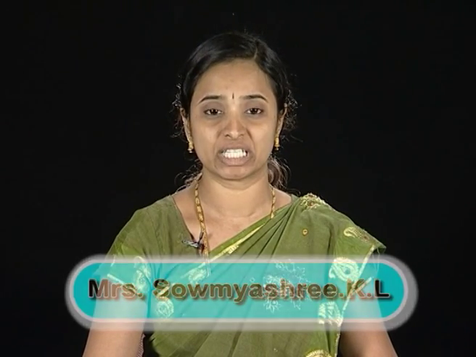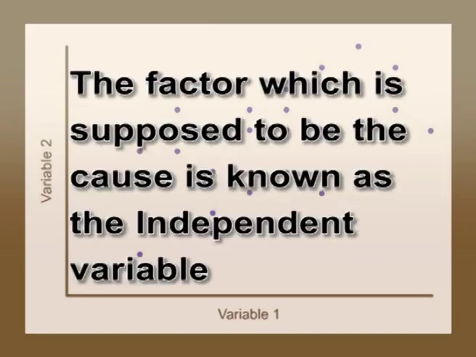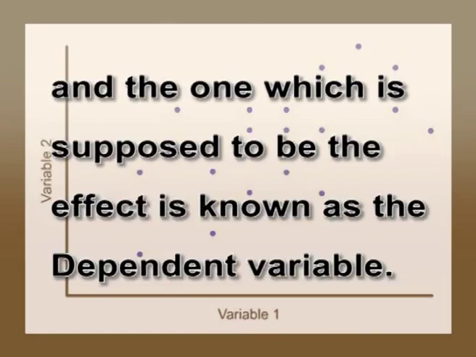Next we move on to the introduction part. Identification of causal relationship among different characteristics is an important concern of any scientific investigation. Social scientists on several occasions want to know whether a series of values vary directly or inversely with another series, which is called correlation. The factor which is supposed to be the cause is known as the independent variable, and the one which is supposed to be the effect is known as the dependent variable. Thus, the variation in the dependent variable may be explained in terms of the variations in the independent variable.